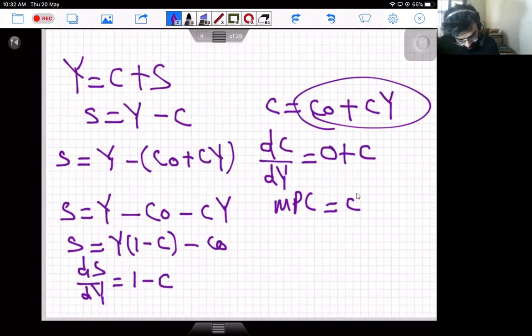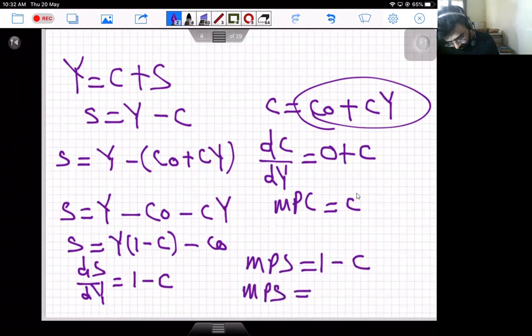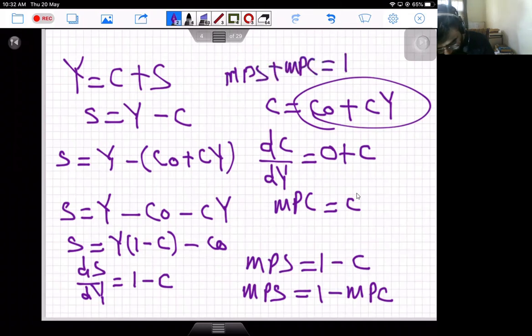So we can say that the derivative of savings with respect to income is equal to 1 minus C, and this is actually MPS. So MPS is equal to 1 minus C, and since we know that this C is equal to MPC, therefore we have derived the equation that MPS is equal to 1 minus MPC, and therefore we can say that the sum of marginal propensity to save and marginal propensity to consume is equal to 1. All right.